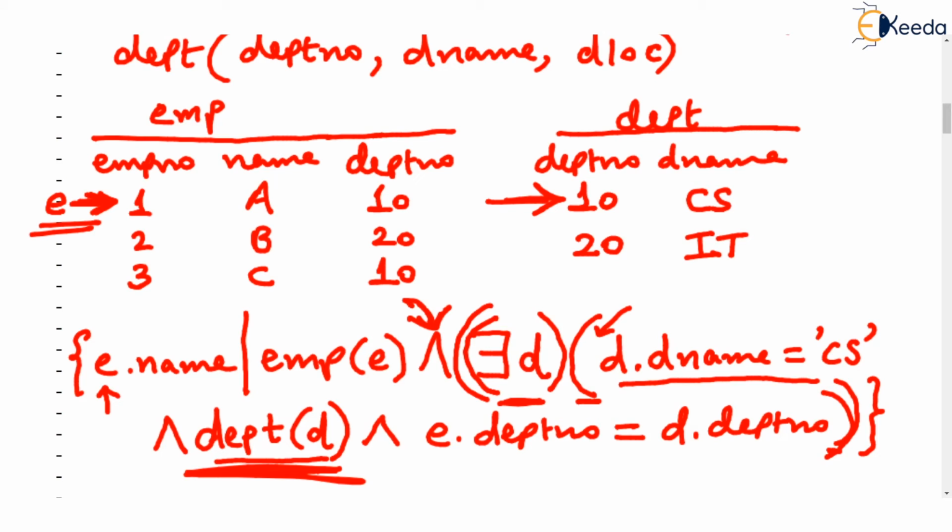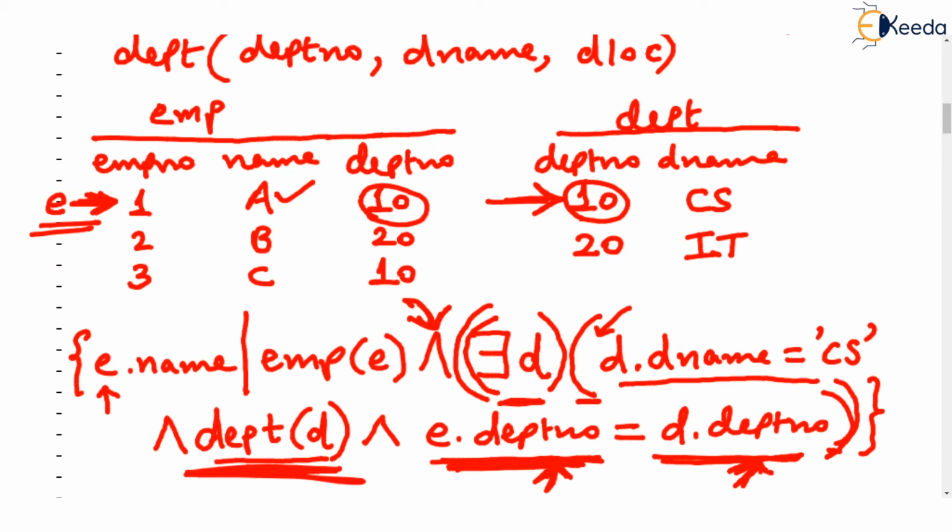Now, once it gets the department name CS, it will check what is the department number over there. Check at the bottom of the screen, I am marking something. And department number is 10. And is that matching the department number of E? Check at the bottom of the screen, I am marking something. And it matches. The tuple at which E is exactly matches the department number in the DEPT relation. So employee name A will be listed.